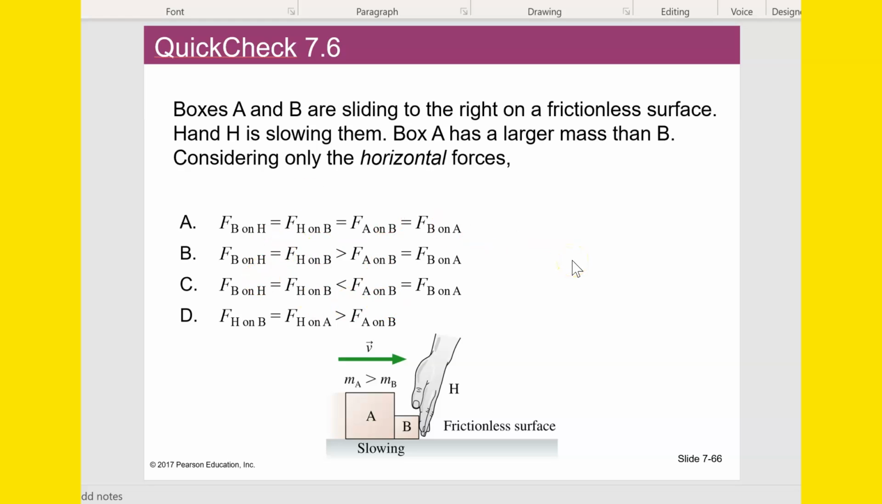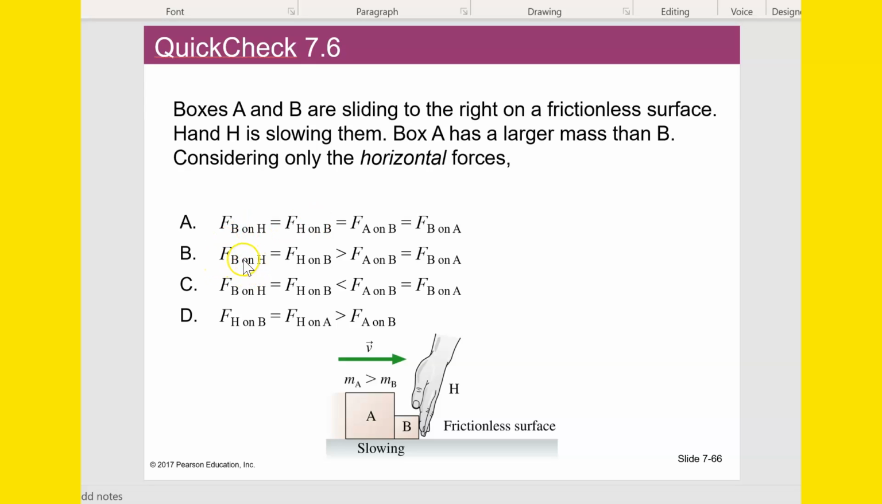All right, pause it and think about it. Let's assess all these choices. The force of block B on the hand equals the force of the hand on block B. That has to be true because of action-reaction pairs. But this does not have to be true. The force of the hand on B is not necessarily equal to the force of A on B. And in fact, it can't be, because we know that acceleration points to the left. If all these were equal, there would be no acceleration. Acceleration would be 0.